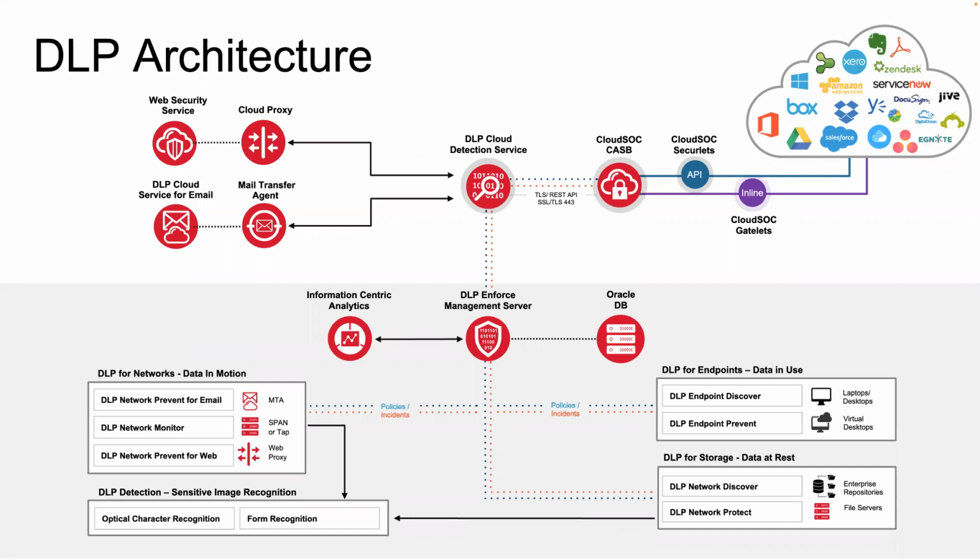On the top half, we have DLP Cloud. And so, like I said, that's powered by the Cloud Detection Service. So each Cloud Detection Service can connect to a different channel. We have one that connects to our Cloud Proxy web security service. We have one that connects to our DLP cloud service for email that will inspect your O365 or your Gmail traffic. And then we also have one that connects to CASB.